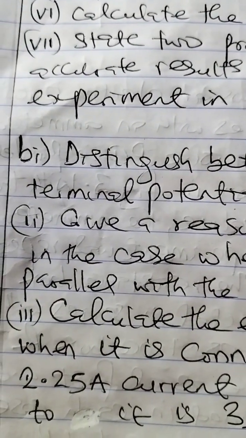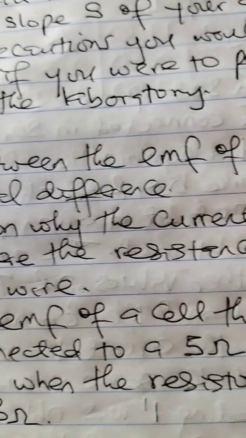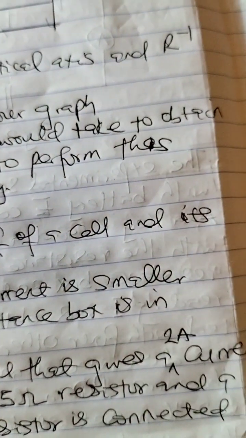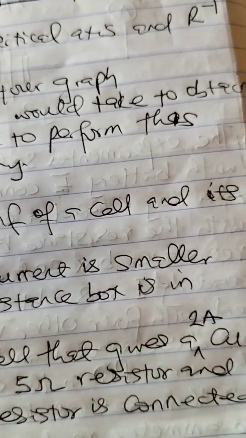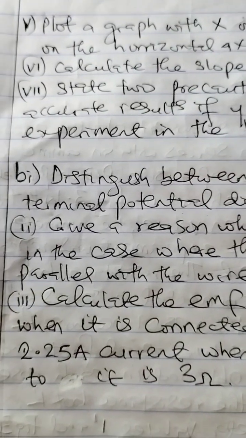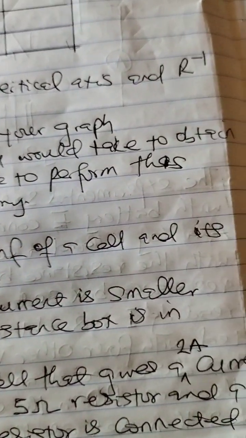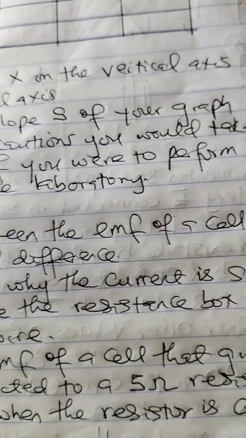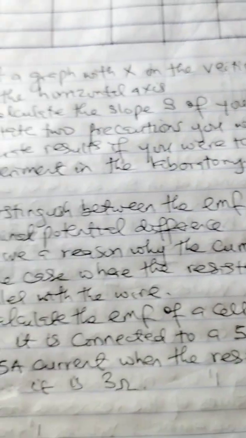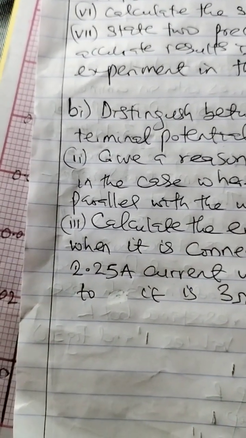3BII says, give a reason why the current is smaller in the case where the resistance box is in parallel with the wire. Give a reason why the current is smaller in the case where the resistance box is in parallel with the wire. We go to the next question.